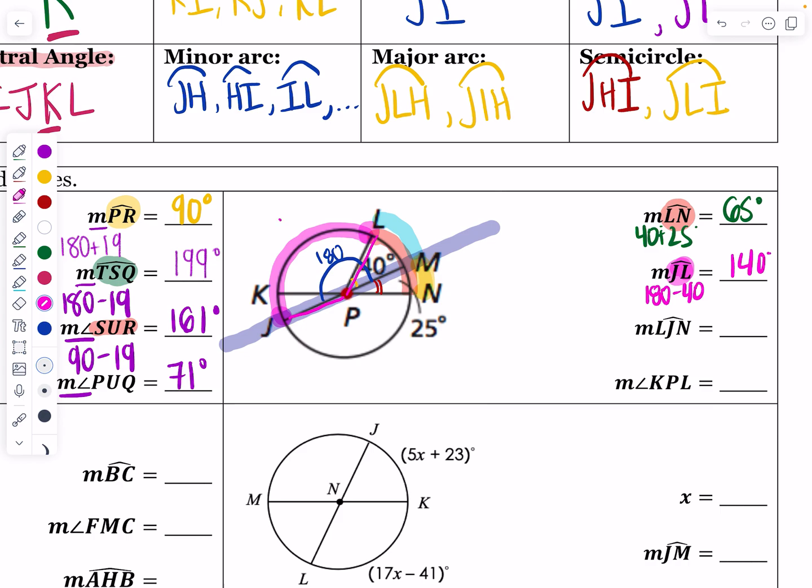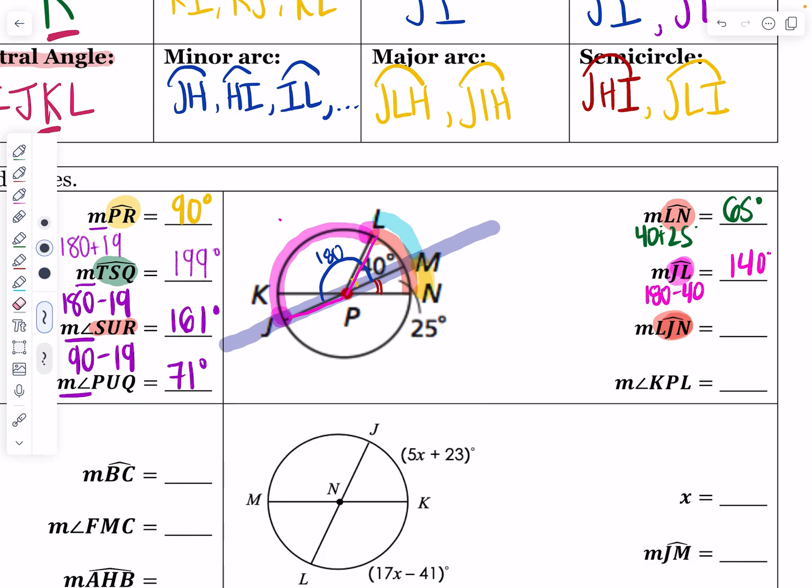So J to L would be 140 degrees, that entire pink amount. Okay, how do I find arc LJN? L to J to N is what it says. So I'm going to start at L, go to J, and go all the way around to N.